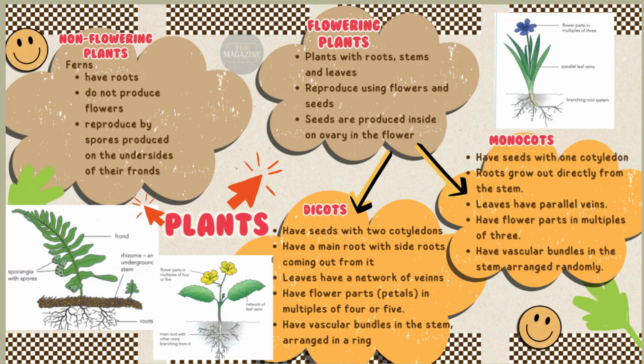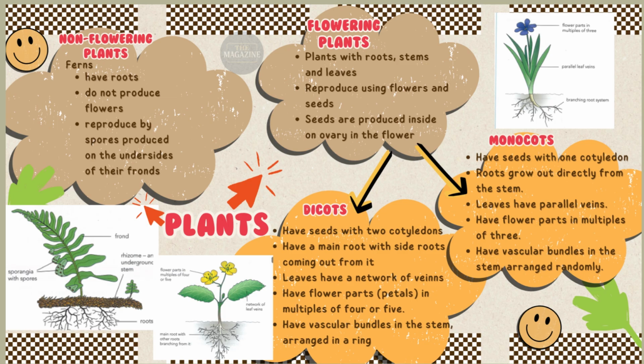When discussing leaves, dicots have a network of veins. Next, they have flower parts like petals in multiples of four or five. Petals, we can identify four or five.